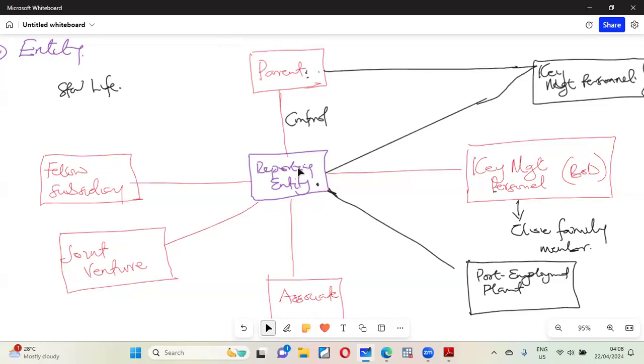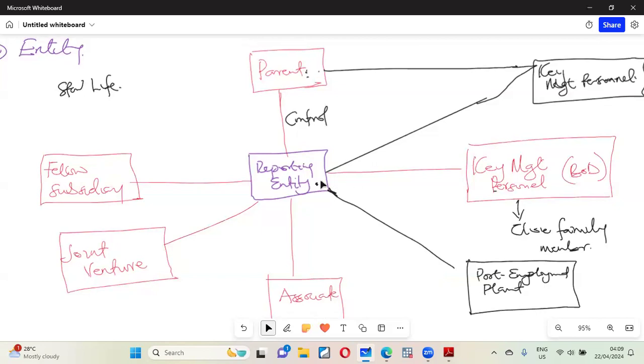It is a related party. Any transaction with them is a related party transaction. Why? Because of control. A fellow subsidiary with a reporting entity. Why? Because both of you are under control. All right. So that is that. If you are in a joint venture relationship with a reporting entity, it's the same thing. There is a related party transaction. All right. Take note of that.